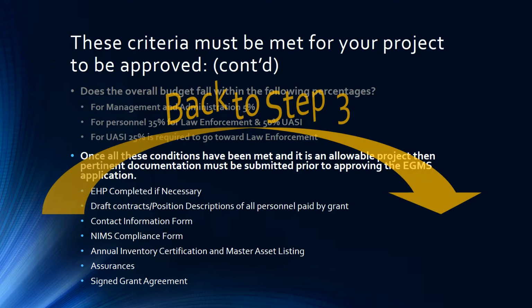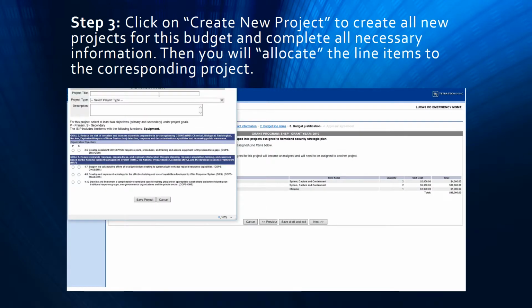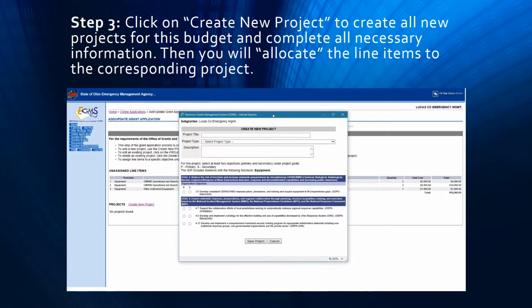Now back to step 3. So back to step 3 of your grant application. This is the step in which you will create your overall grant projects. These should be more generalized as they may include several line items within them. While the cost for the line items and the line items themselves may change, these projects must stay the same. After you are finished with creating your projects, you will have to link or allocate the line items to certain objectives within that project. Then click Next.